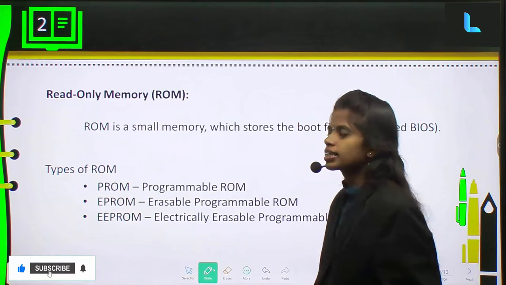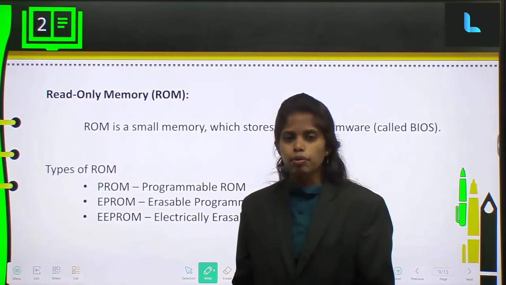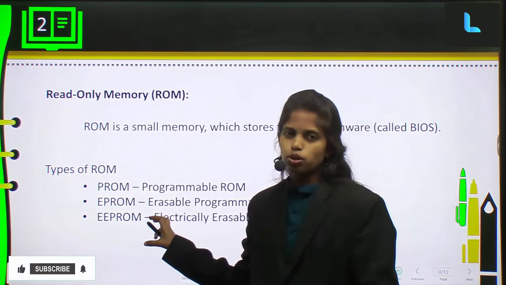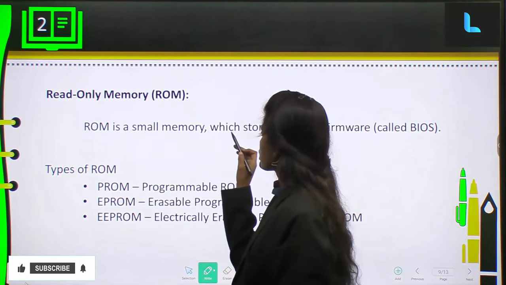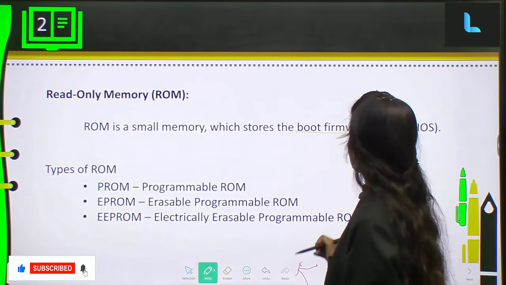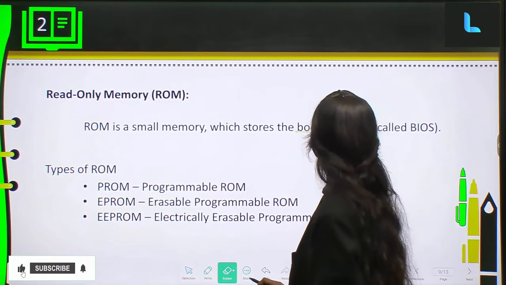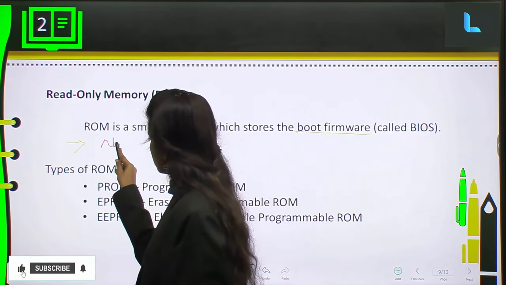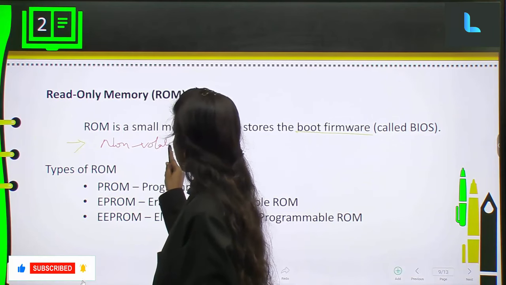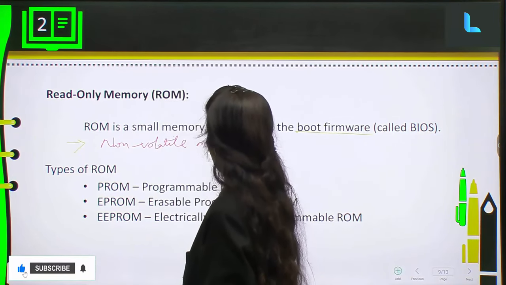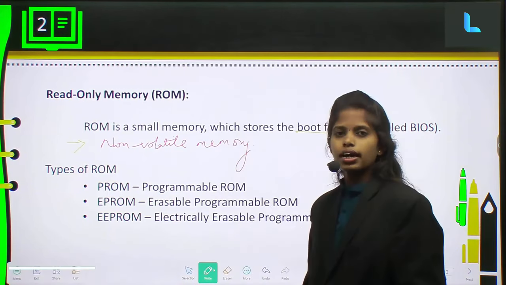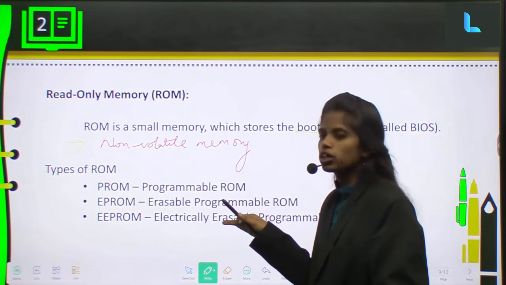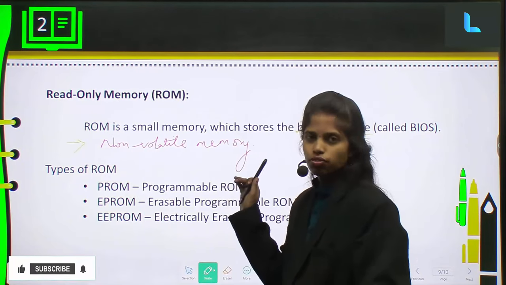So RAM is done. Next comes ROM, read only memory. Again, just define what is ROM and then write the types of ROMs also. ROM is a small memory which stores the boot firmware, called BIOS. You can add one more point here: it is non-volatile memory. Unlike RAM, which is volatile in nature, ROM, read only memory, is non-volatile. This is one of its features.